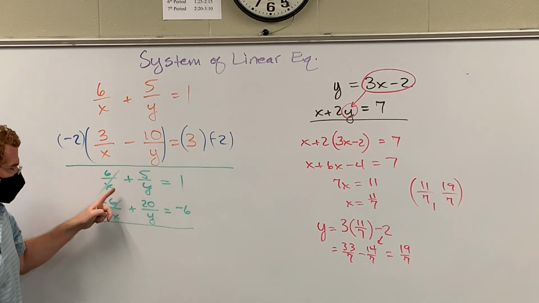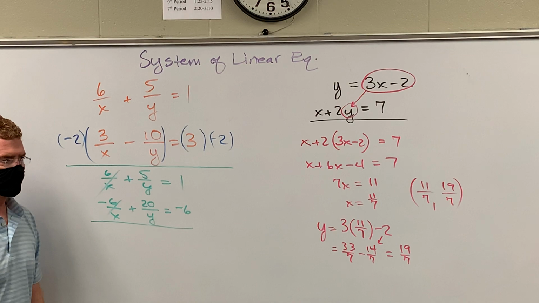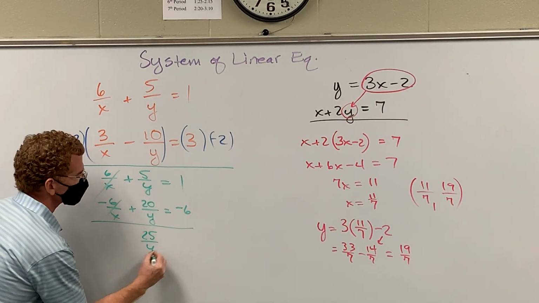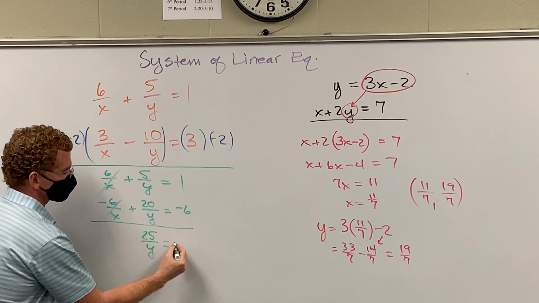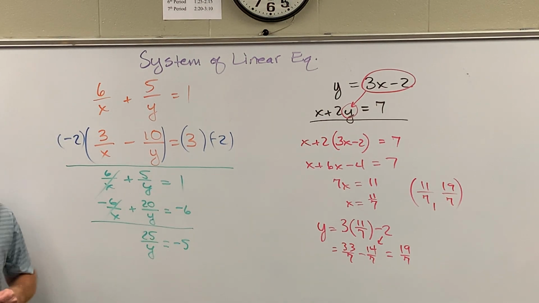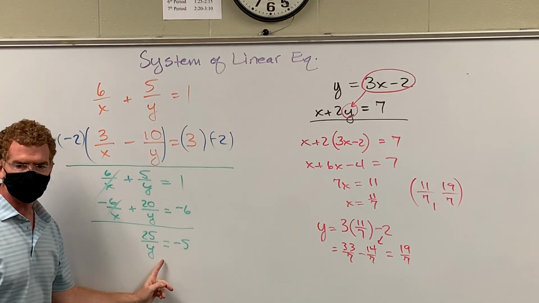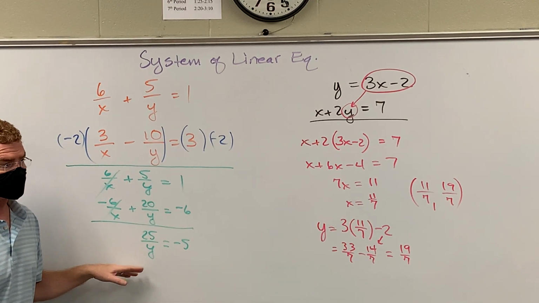What's 5 over y plus 20 over y? See, you guys know how to do this. 25 over y. And then 1 and -6 is -5. And then what would be the last step, you think? What would you do if you got a y on the bottom? Multiply the whole equation by y. You can either multiply the whole equation by y, which would cancel them, and then divide by -5, right?